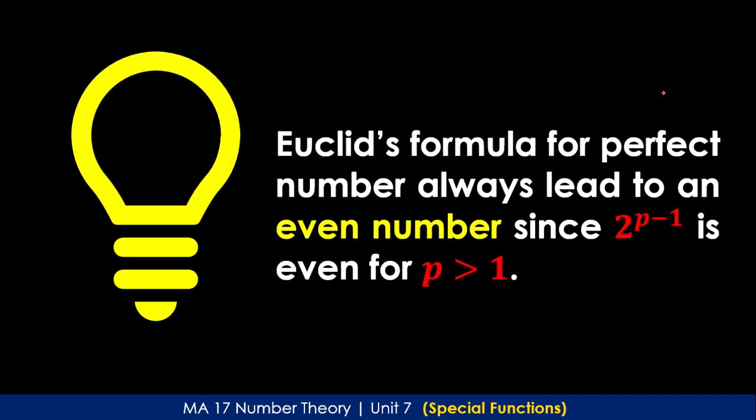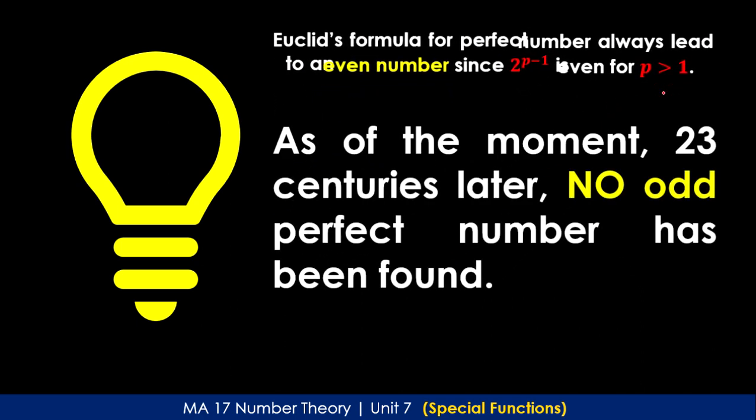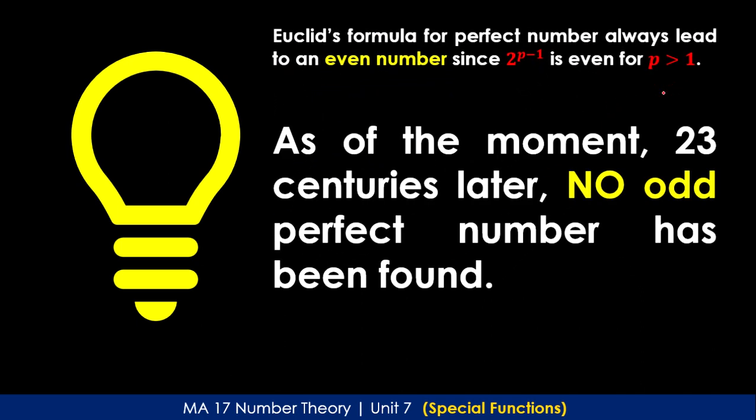Euclid's formula for perfect numbers always leads to an even number, since 2 raised to p minus 1 is even for p greater than 1. So we're going to utilize a formula that they identify with the perfect number. As of the moment, 23 centuries later, no odd perfect number has been found. It's always an even number.